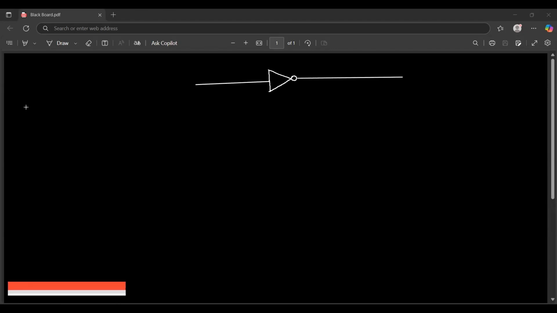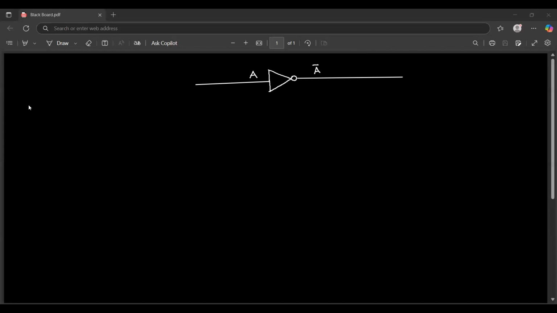So what happens is you can only give one input. Let's say the input is A, then the output will be A bar, or you can say A dash. It depends on your preference, but normally we use the bar symbol when we are doing calculations regarding this.